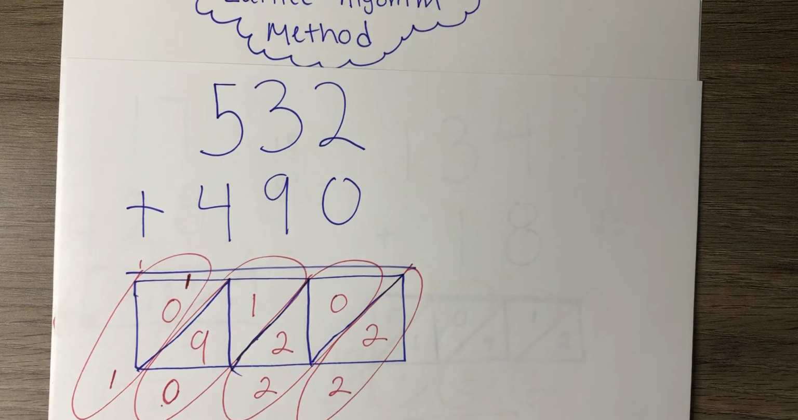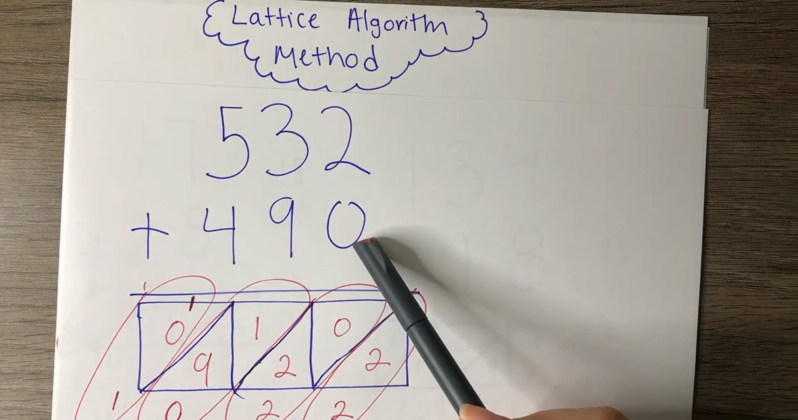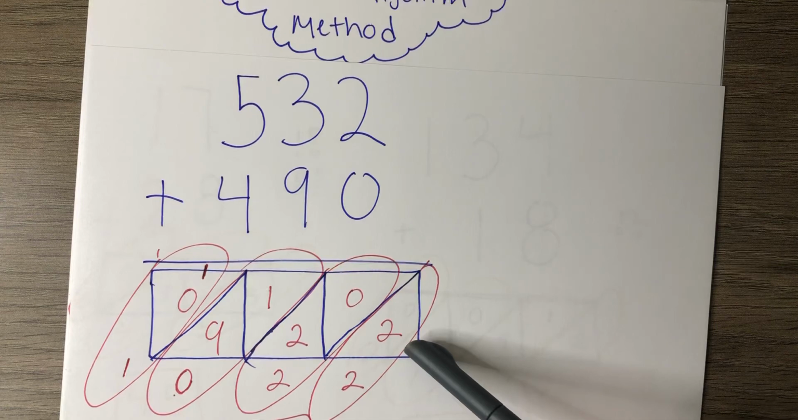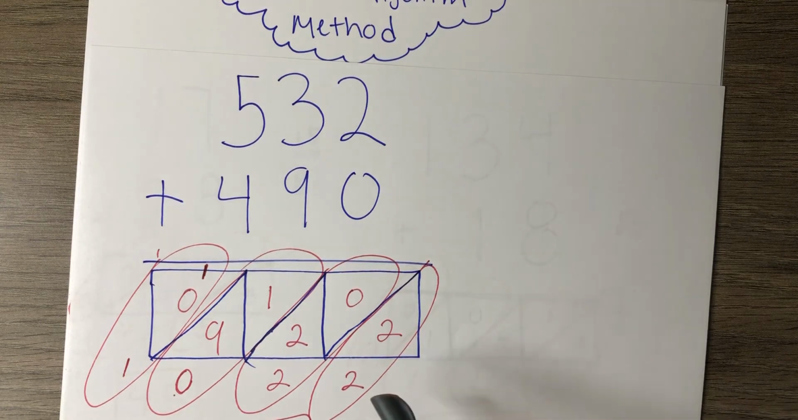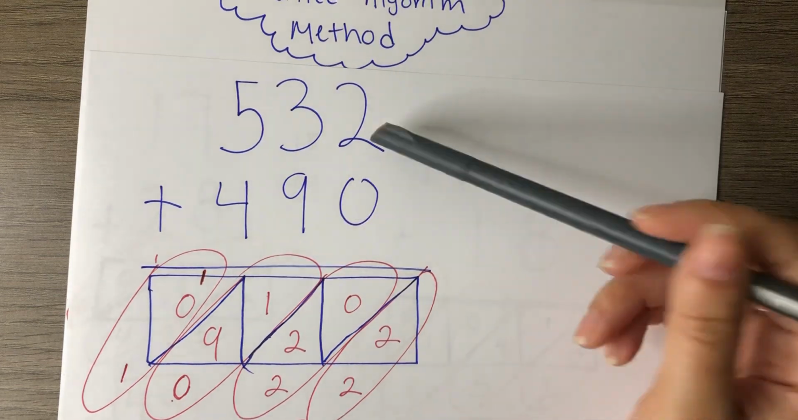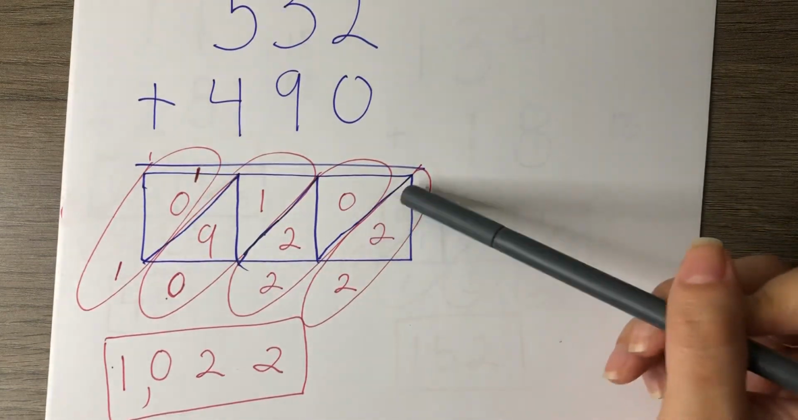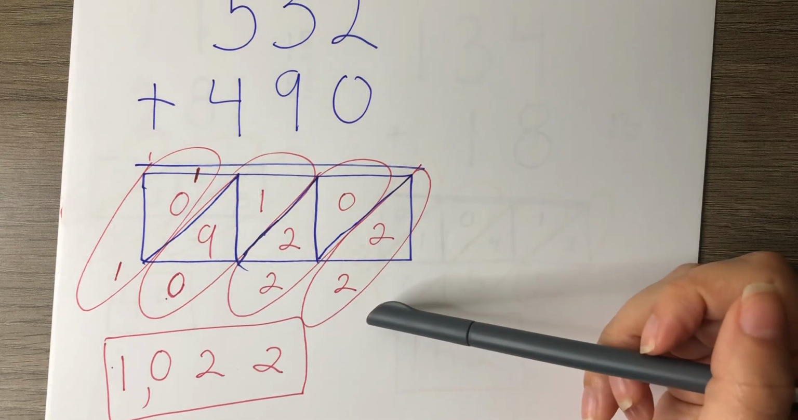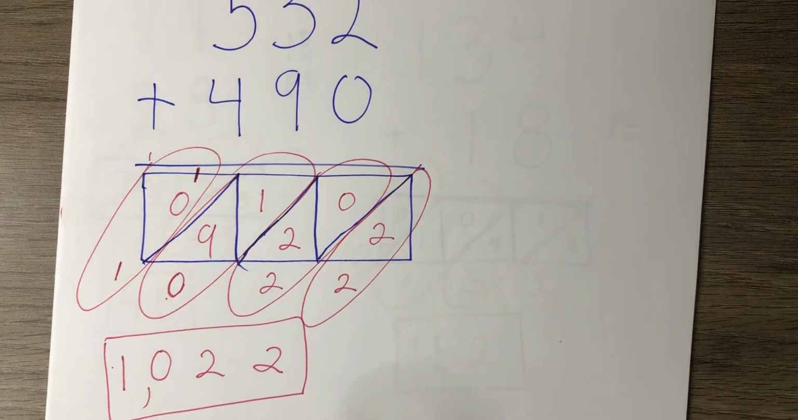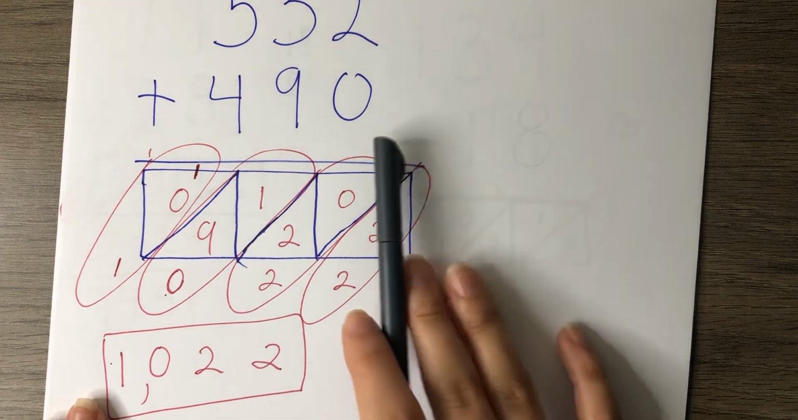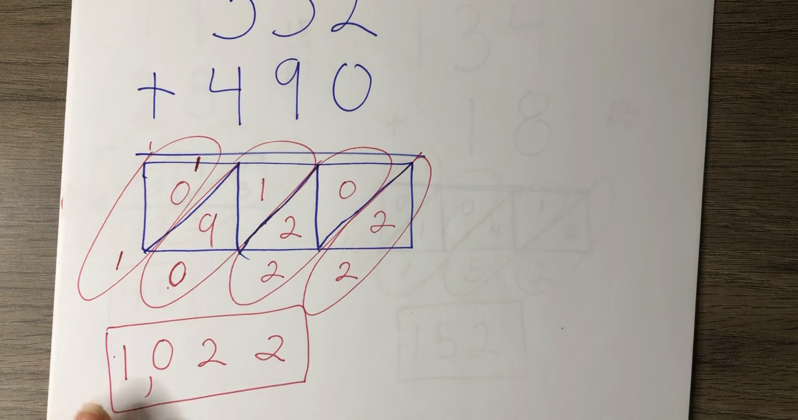So this problem might have been a little difficult to do, but using the lattice algorithm method, we were able to make this problem easier, because sometimes these numbers can be a little too hard to add, but these numbers here are easier to add and help us figure out what the solution is. So the solution to this addition problem is 1022.